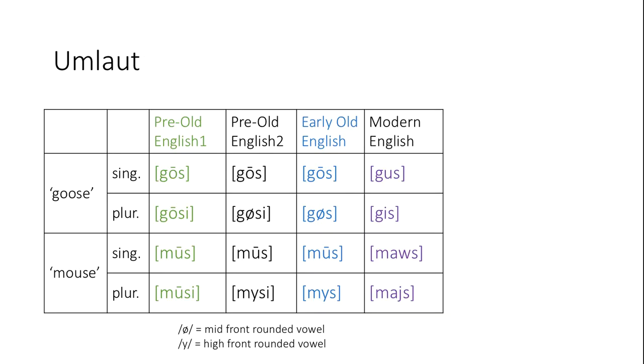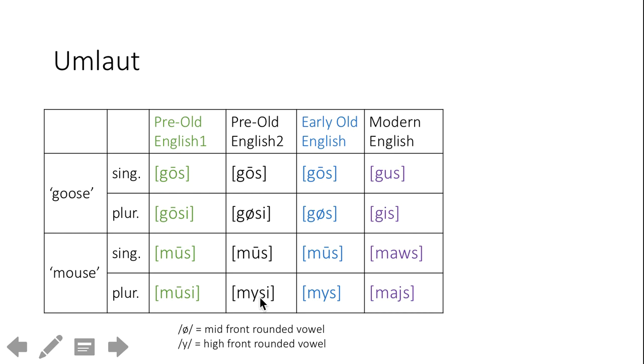This example is going to be from English, and I want to show you three stages of earlier forms of English. We're going to look at the singular and plural forms of goose and mouse in pre-Old English 1, pre-Old English 2, which is a little later, and then early Old English. By the way, you need to note that we have some unfamiliar vowel symbols here. We have a mid-front rounded vowel, and we have a high front rounded vowel.